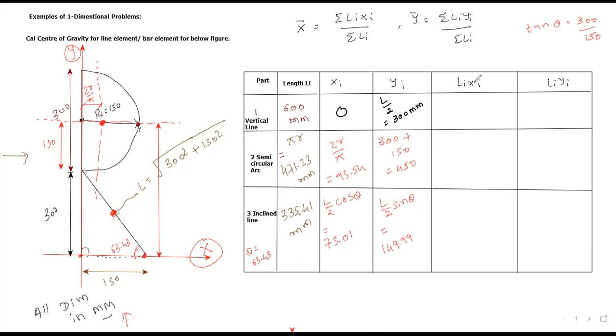Now we have to calculate Li xi. We have already calculated Li, and we have already calculated xi. What is Li into xi for the cost? 0. Yes or no? Li 600, xi 0. Now calculate Li yi. 600 into 300. We have already calculated 600, and we have already calculated 300 for yi. Calculate and give me the answer.